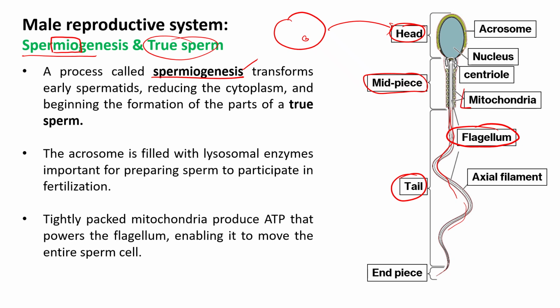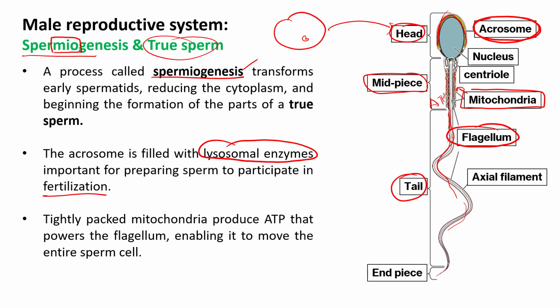Notice that here in the midpiece is where we have all the mitochondria, and these mitochondria are like a little engine. That's the one that will produce the ATP that will power the movement of this flagellum. Another important structure in the head of the sperm is the acrosome. The acrosome is this area that contains a lot of enzymes that are important during penetration, during fertilization.